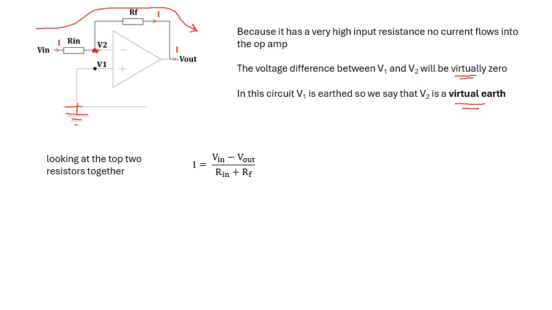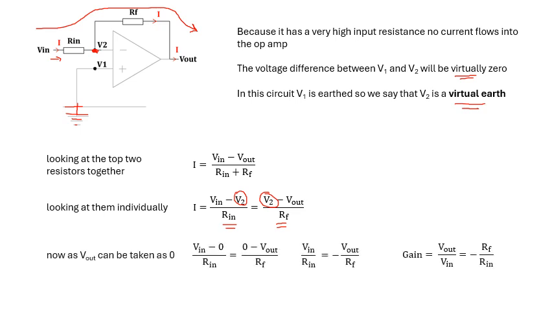Straightforward. Now, if we look at them individually, then this current here, I, is going to be V in minus 0, because remember V2 is a virtual earth. So V in minus V2 over R in is the current, where V2 is 0. Yeah, we're going to say that's 0. And for the other resistor, V2 minus V out, and remember V2 is 0. So V2 minus V out over RF is the current.